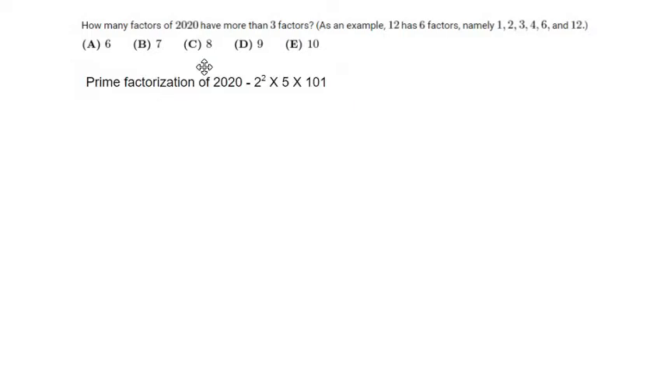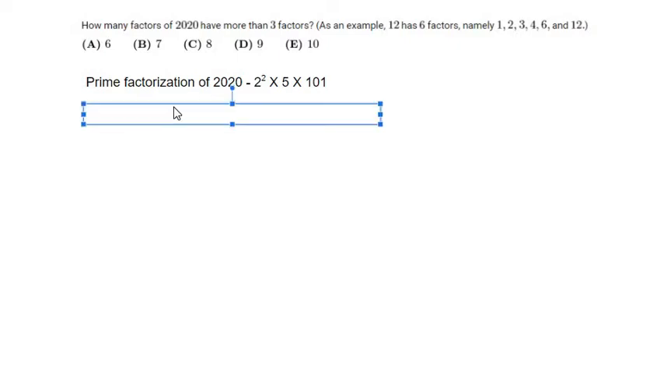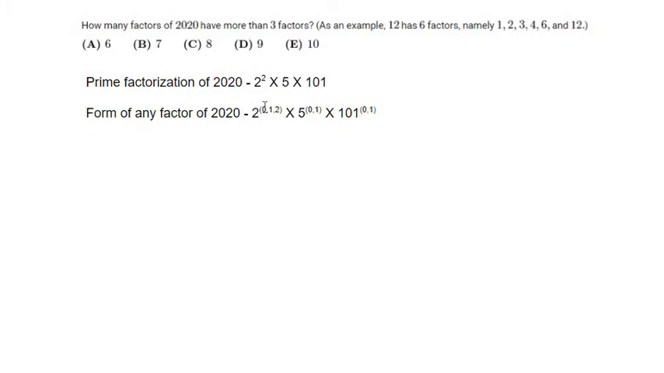So the prime factorization of 2020 is 2 squared times 5 times 101. Now, to find the factors, each and every one of 2020's factors can be written in a specific form, which is 2 to the 0, 1, or 2 power, times 5 to the 0 or 1 power, times 101 to the 0 or 1 power.